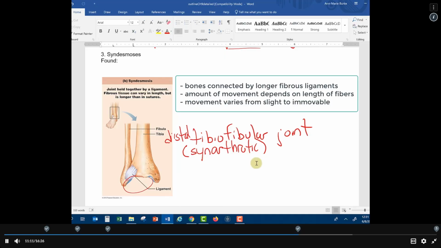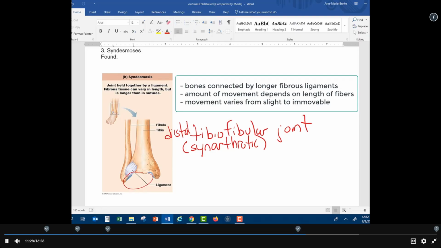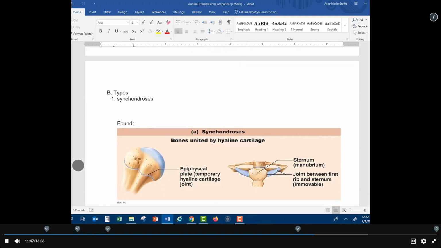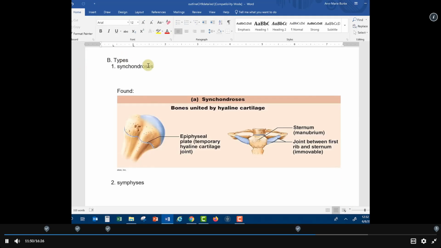Okay, so again, we're talking about the structural categories of joints, and we said there are fibrous, cartilaginous, and synovial. And we're talking right now about the fibrous joints, and there are three types. There's a suture, a gomphosis, and a syndesmosis. So let's move on to the next structural category, which is cartilaginous joints. Cartilaginous joints are when bones are connected by cartilage, and there is no joint cavity. There are two types of cartilaginous joints, a synchondrosis and a symphysis.